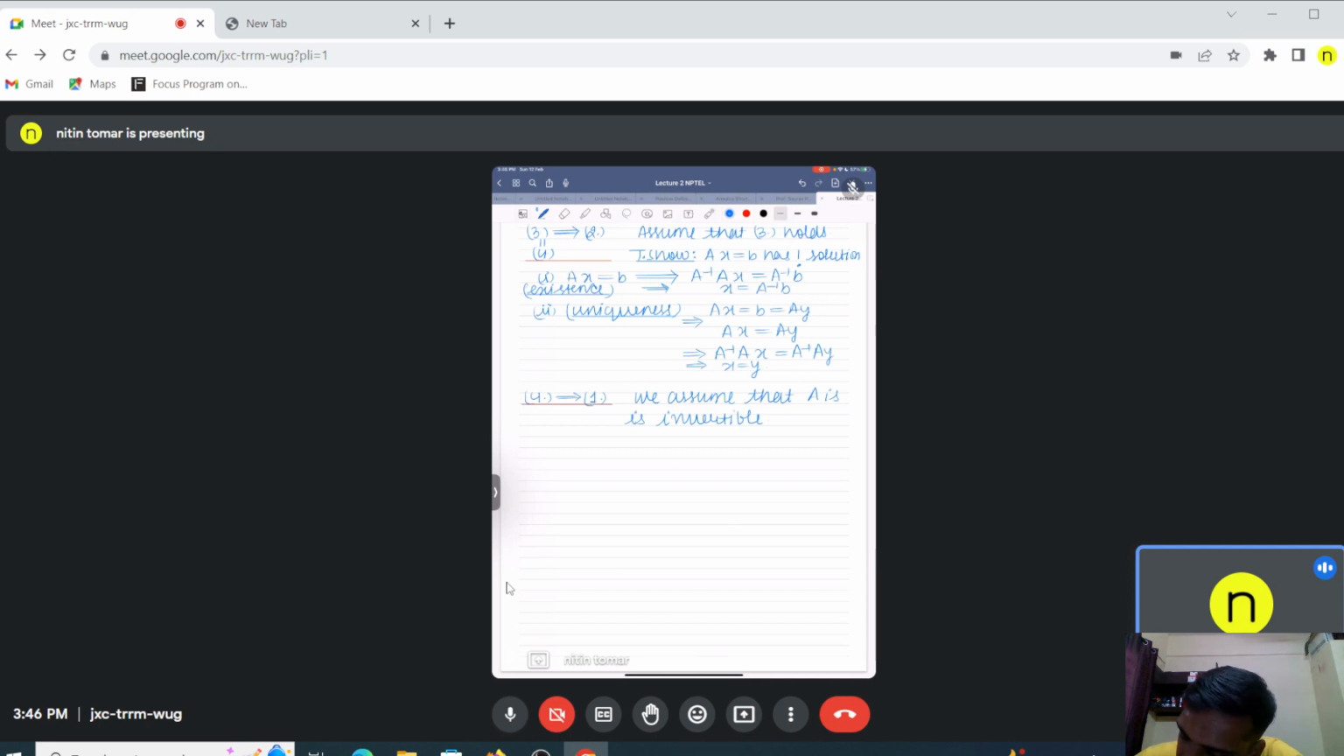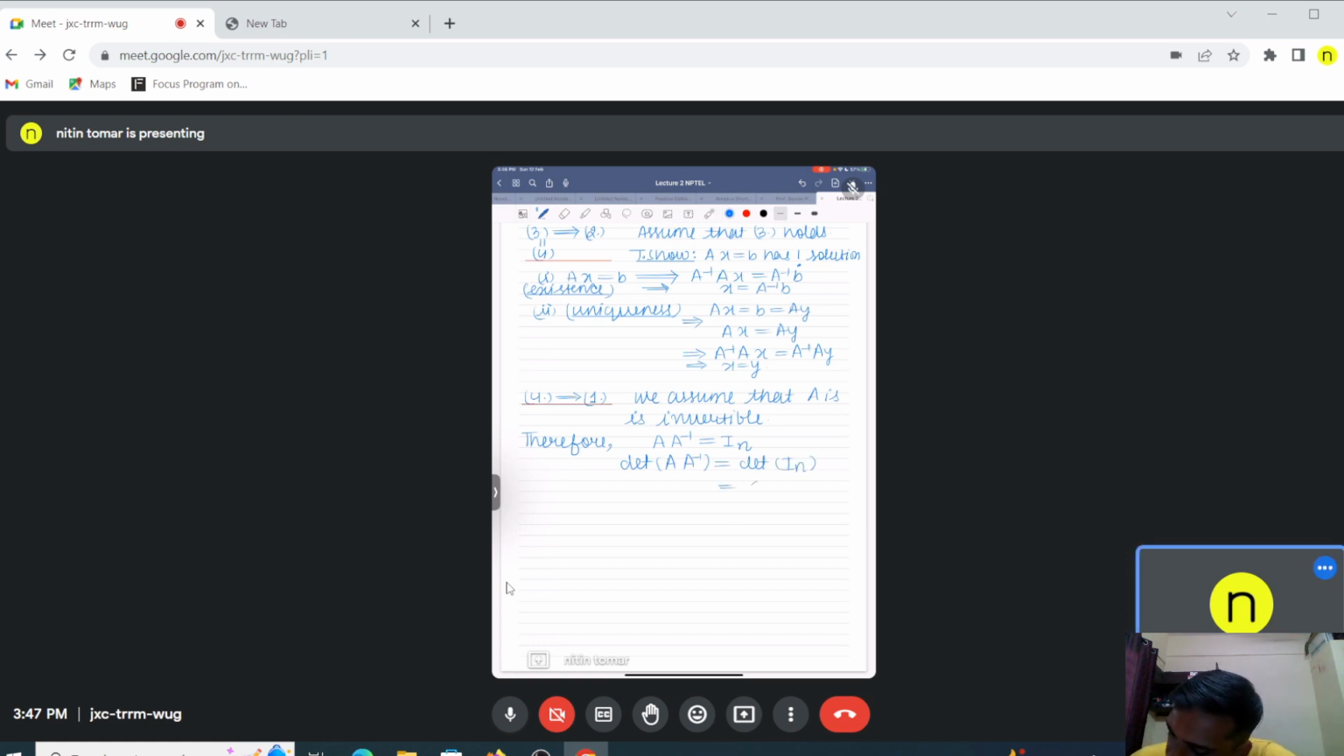So what does it imply? Therefore, A times B, A inverse is identity, right? A inverse is equal to A. Now, if you take determinant on both sides, what will you have? Determinant of In is 1.